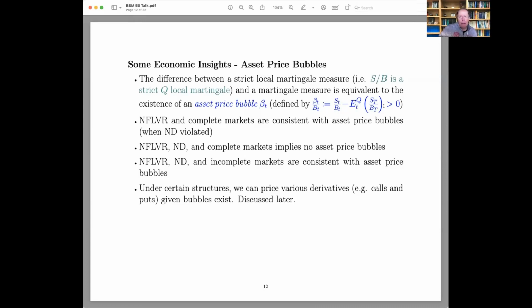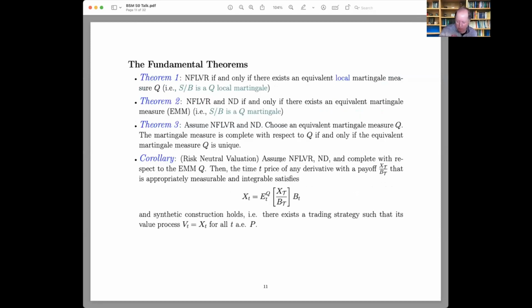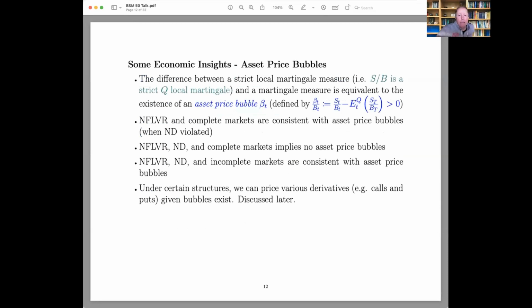That's basically the classical definition of a bubble. Once we understand that bubbles can exist in these arbitrage-free models, we want to understand what type of market structures, what's a sufficient condition, for excluding them. It turns out NFLVR and completeness is not enough. They can exist, and that implies no dominance is violated. But if you add no dominance and you have a complete market, asset price bubbles cannot exist. But if you have an incomplete market, then they pop up again.